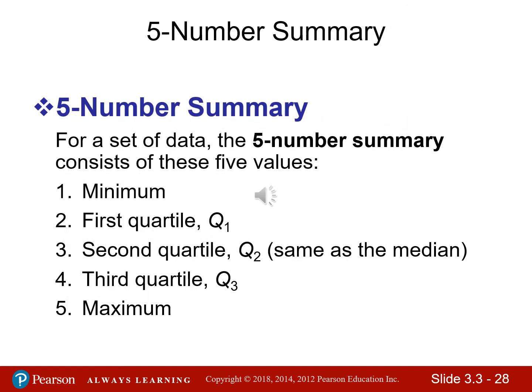The 5-number summary gives you a rough idea about what your data set looks like. The 5-number summary is useful to find other statistics such as the interquartile range. For a set of data, the 5-number summary consists of these 5 values: the minimum value, the first quartile, the second quartile or the median, the third quartile, and the maximum value.